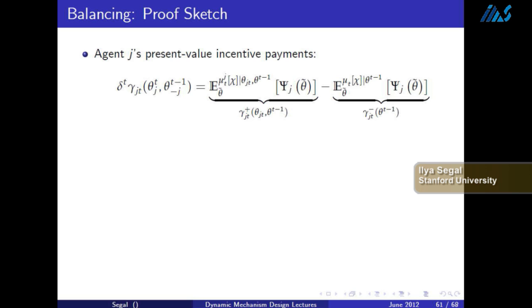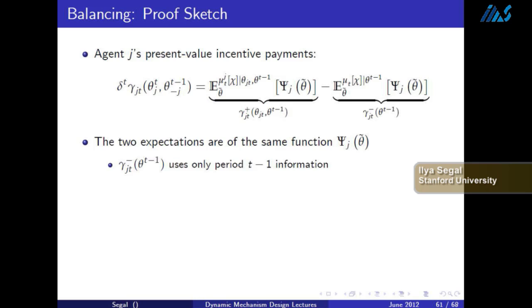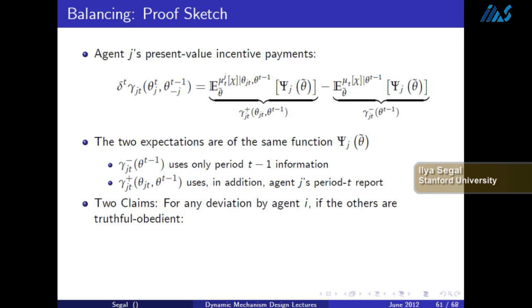The gamma minus term is the expectation of this PDV in the original mechanism given information before the start of period T, and gamma plus is this expectation updated based on the agent's current report. There are two expectations of the same function, and the only difference is that they use different information. And there are two claims that give you the proof.